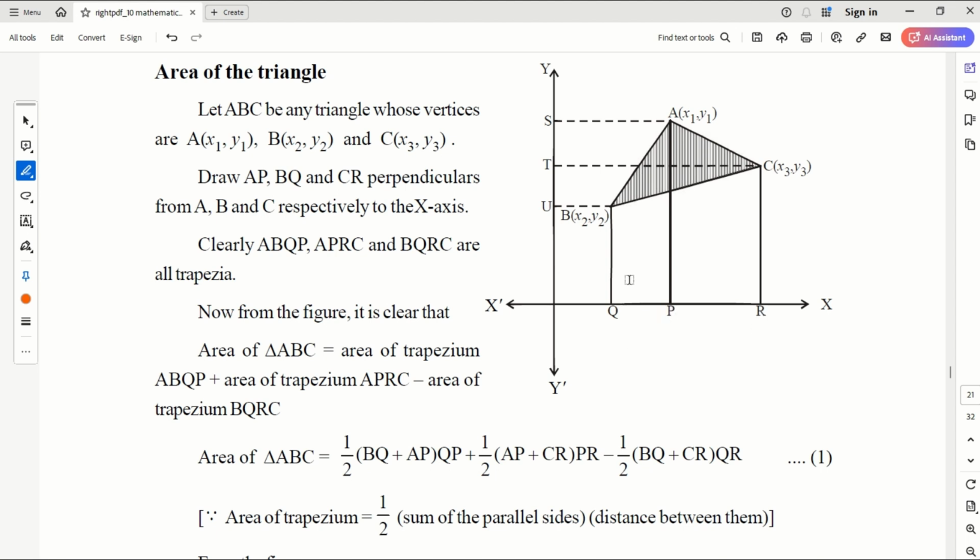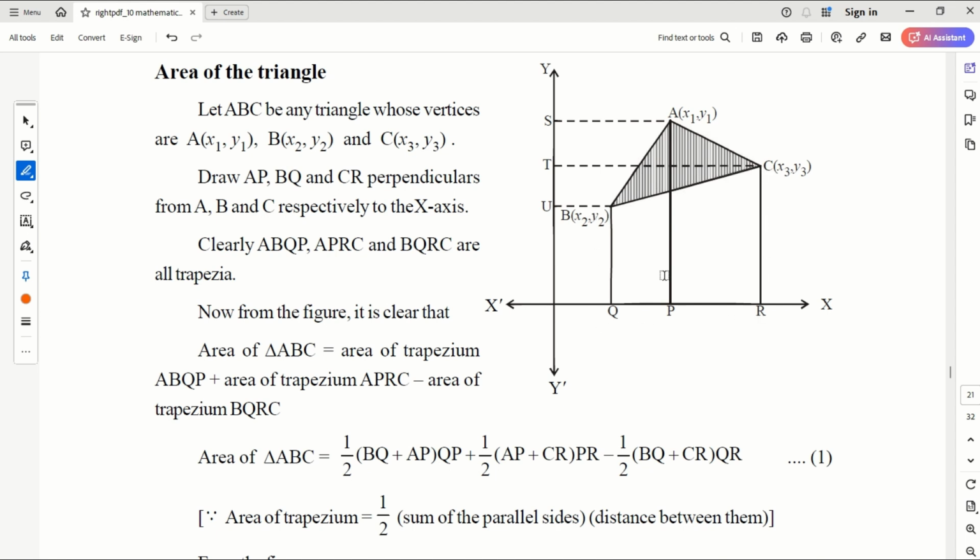Now observe carefully. ABQP is a trapezium. Correct. ABQP is a trapezium. Also APRC is also a trapezium. Correct. And also BQRC, this is also a trapezium.